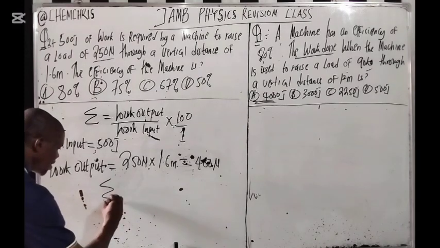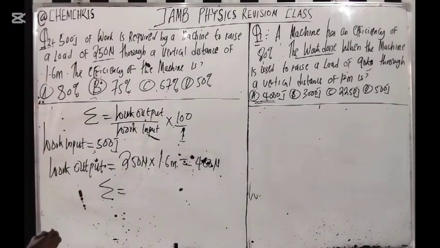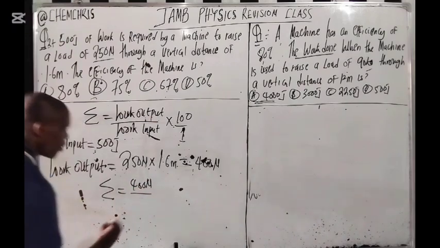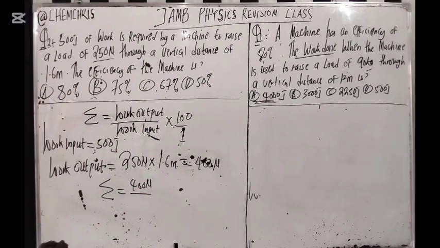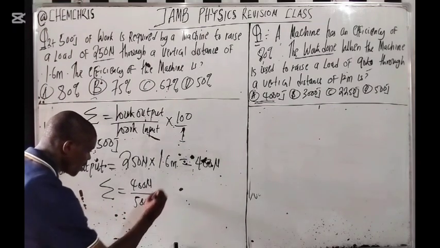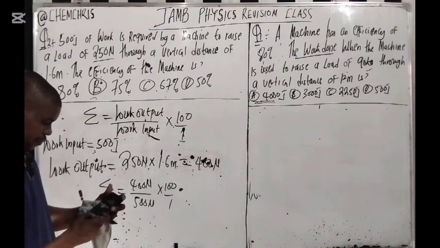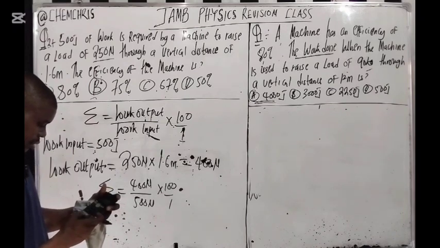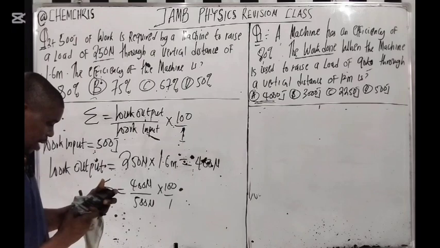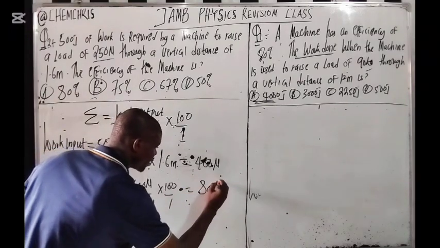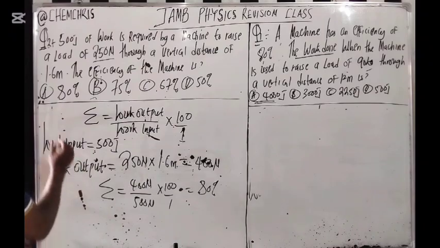So the efficiency of the machine is my work output, 400, over my work input, 500, times 100 over 1. So you have 400 times 100 divided by 500. Here we have 80 percent. So the option is A.